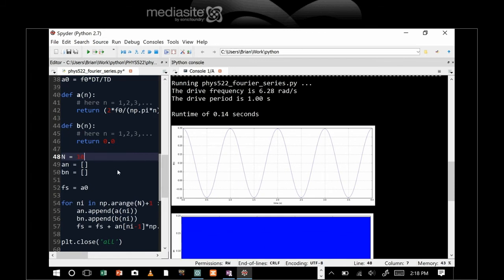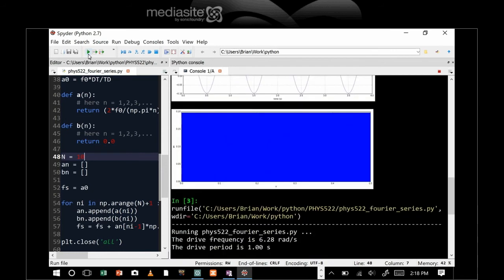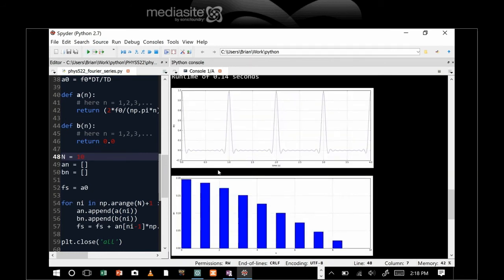Now let's add 10 terms. So that's 10 sine terms. This graph here is the representation of my square function. Notice it doesn't look very square. It's kind of peaky here, goes to 0, kind of peaky here, goes to 0. At least it has the periodicity of the function, but it doesn't look square at all, because we just don't have enough terms.